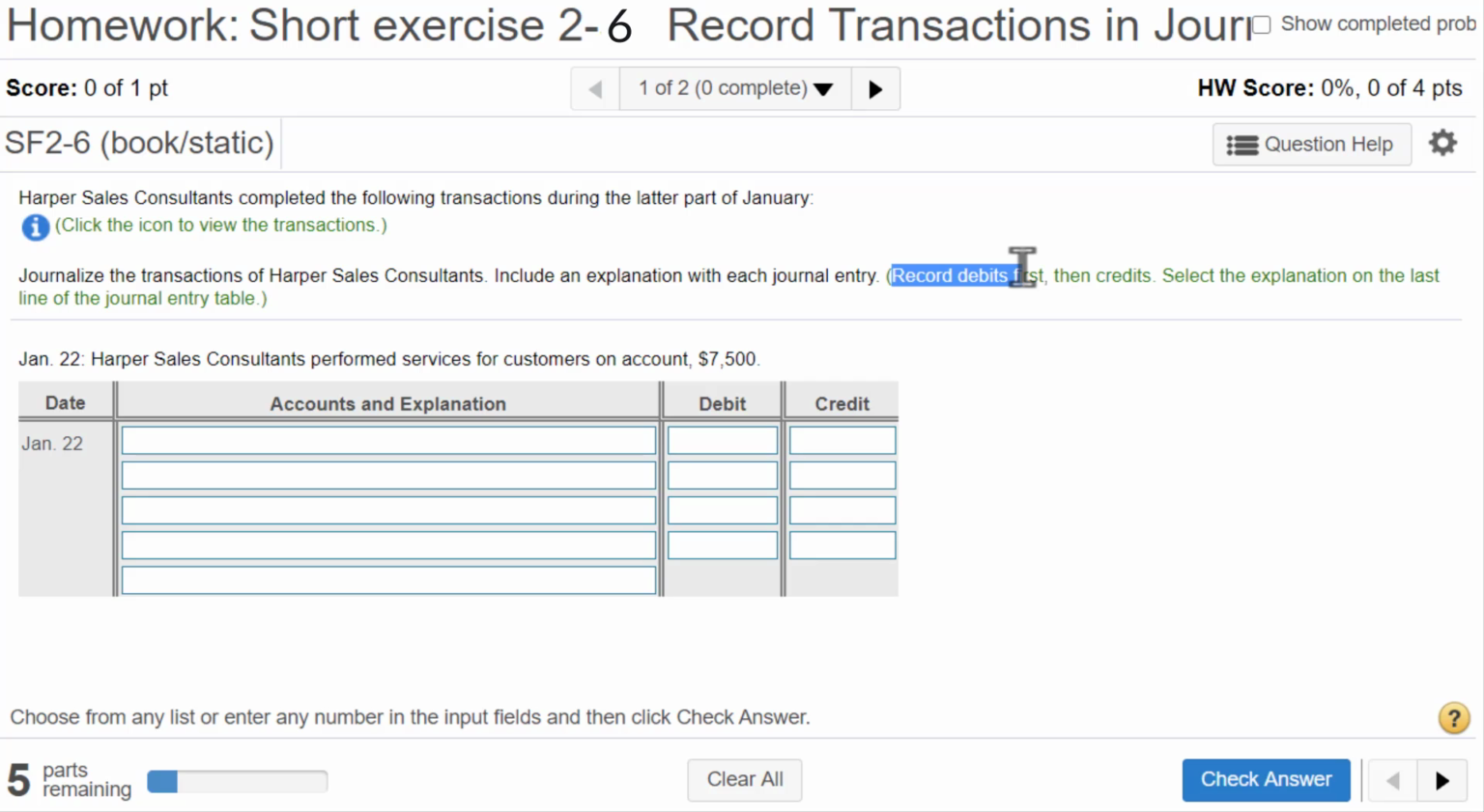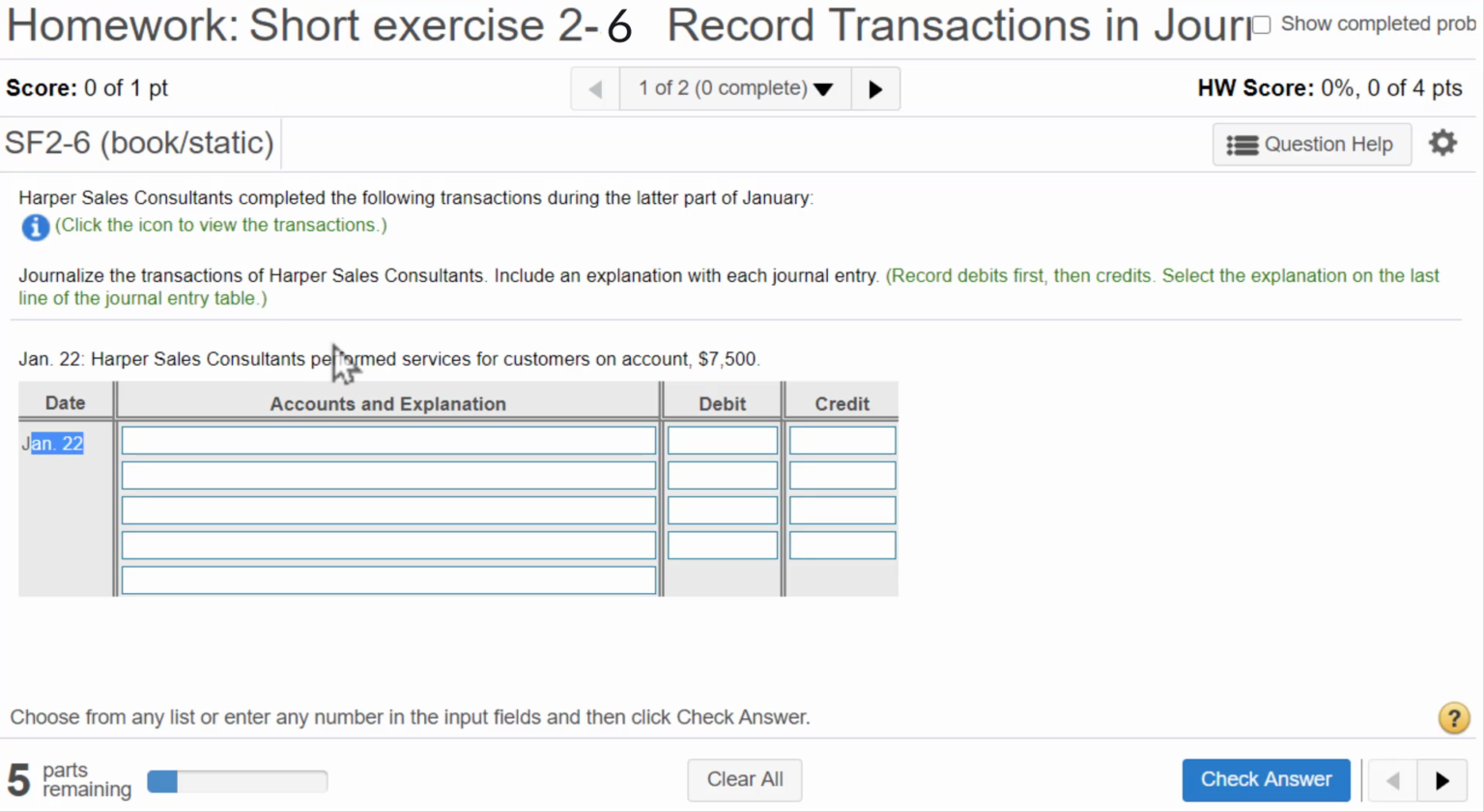And by recording debits before credits, it makes the journal transaction much easier to read. So always record the debit account first, and then the credit account. And then it's reminding you to select an explanation on the last line, which is right here. So here's the transaction. Notice they've already put the date in for us.